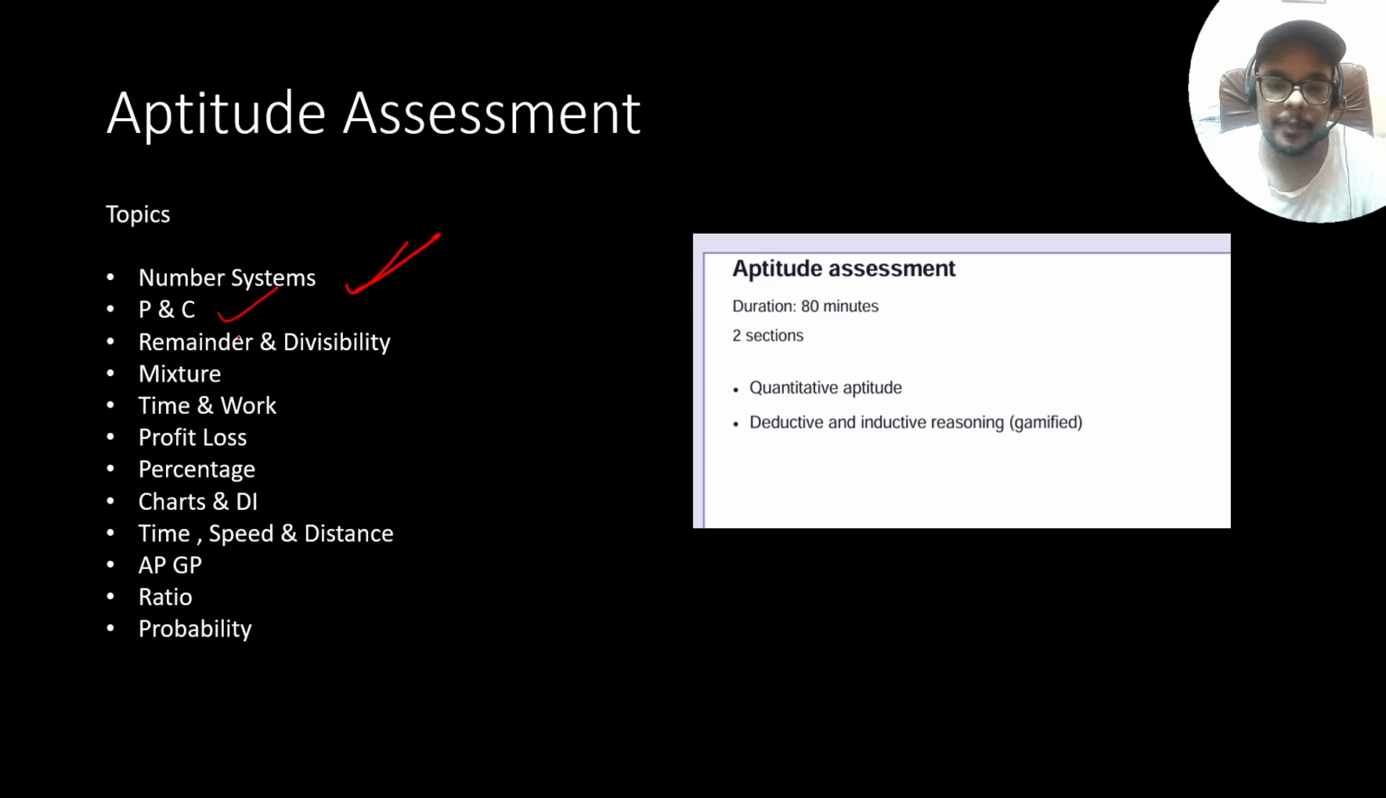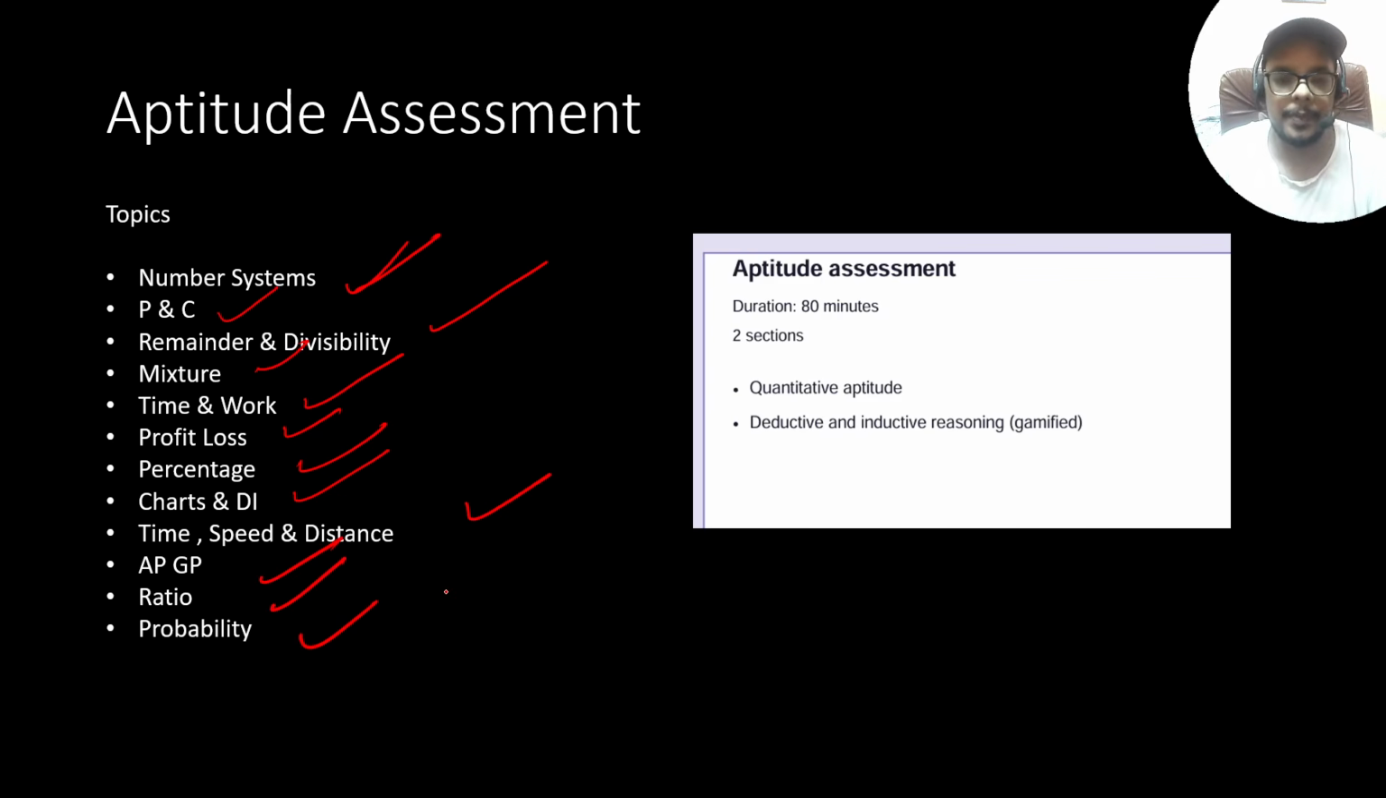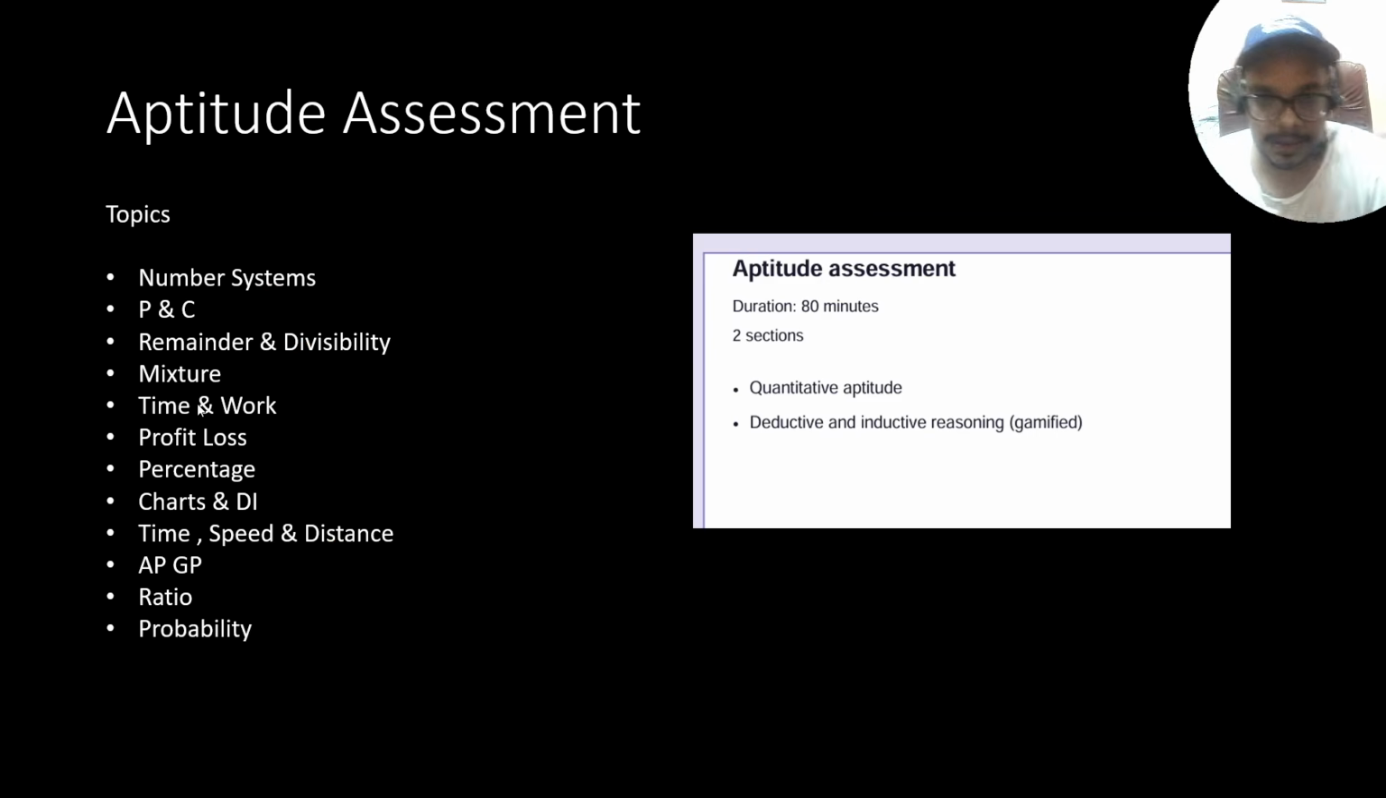PNC, permutation and combination, remainder and divisibility, mixture, time and work, profit and loss, percentage, charts and DI, time, speed, distance, AP GP, ratio and probability, and average also. So there will be these topics only which you need to prepare. They will be asking questions majorly on these topics. Don't forget to prepare for these topics.